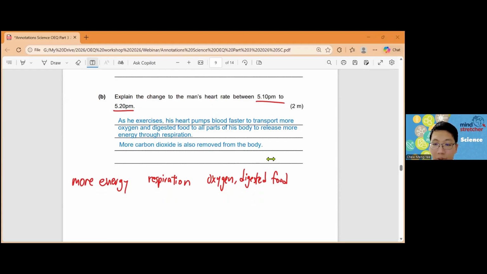Release energy. What other phrases can I use to replace release energy? Produce energy. The better term is release energy, because energy is not really produced technically. Energy is a conversion of energy, right? So it's not really produced, but they release the energy for our body for us to use.